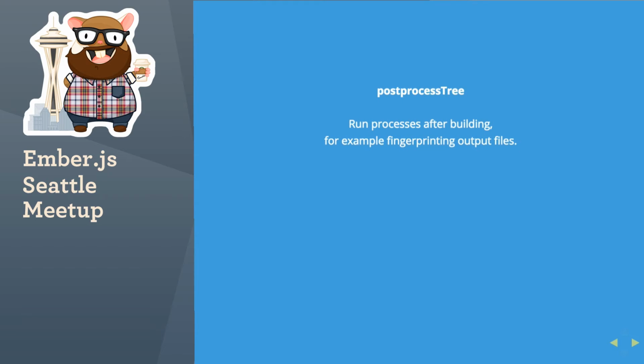Post-process tree, basically run processes after building the whole project. So this is the final stop. You can fingerprint the various files that are generated on your behalf or prepare them for deployment or whatever you want to do. Lint tree, this is basically putting some linting and output inside your test unit, and some other stuff makes use of this. So you get some reporting back of what's happening, some JSHint errors or whatever is happening in your project.